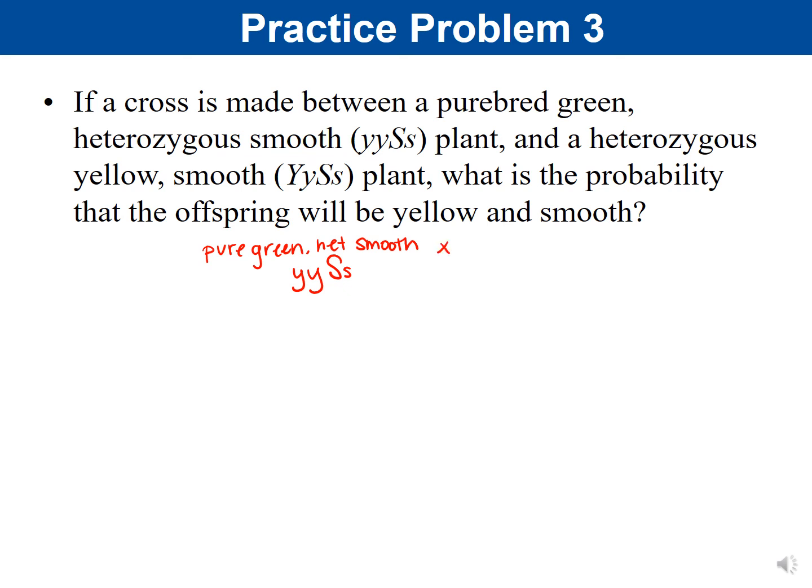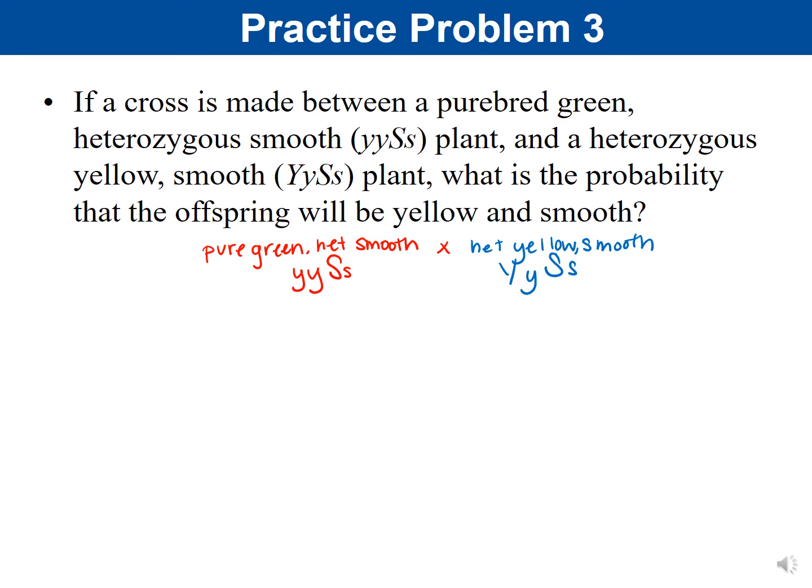And we're going to cross that, and I'm going to write the other parent in a different color just so we can keep track. We're going to cross that with a heterozygous yellow smooth. So big Y, little y, big S, little s.